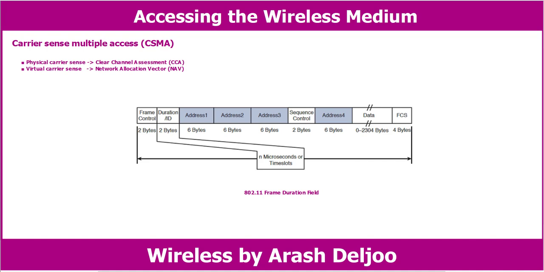This figure depicts the frame duration field and its relationship to the frame length in time. As you can see here, in the Duration ID, we have n microseconds, or time slots, and with the help of this Duration ID, other devices should wait, and after this duration they can check the medium for sending their traffic.